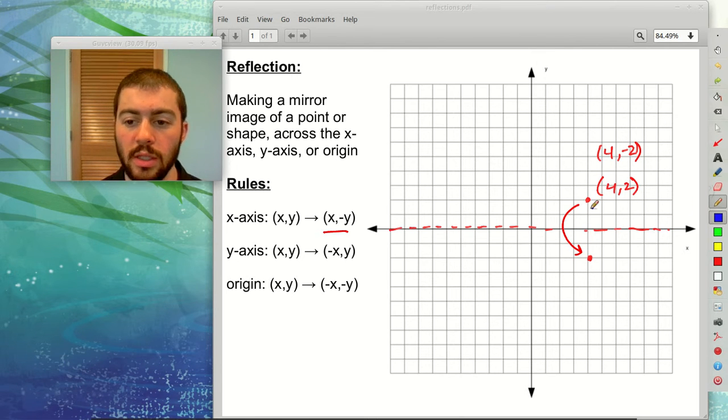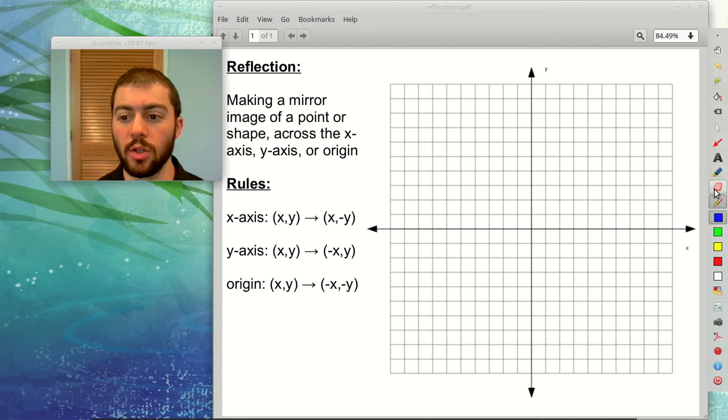We could measure the distance from the original point to the reflection line. That would be 2 units. And we can measure the distance from the new point to the reflection line, and that would also be 2 units, right? So we end up with the same spatial orientation relative to the axis of reflection as the original point. We can see this a little more clearly if we do reflections with shapes.